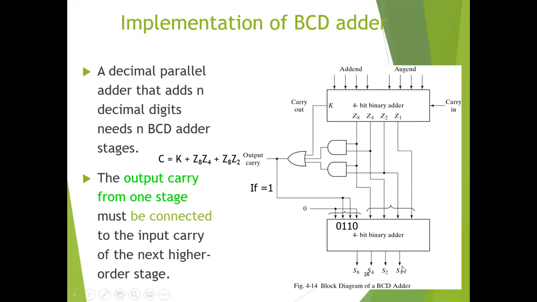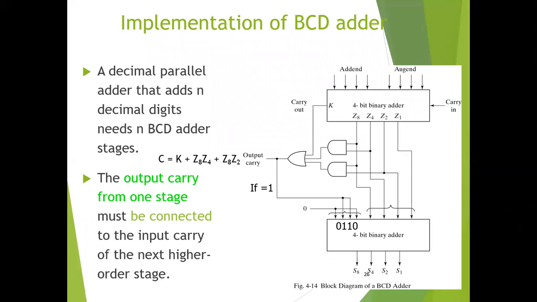The output will then be a valid BCD number, and the output carry will be equal to 1. The carry generated from this 4-bit binary adder at the bottom can be ignored easily.